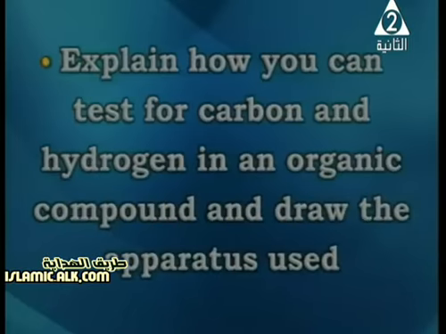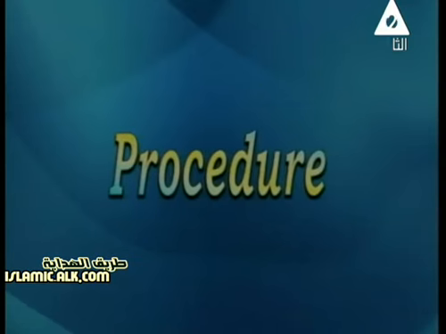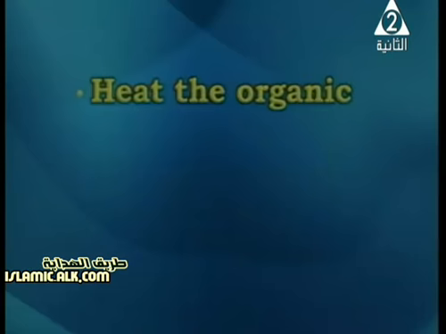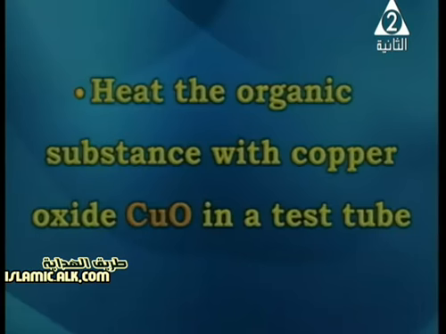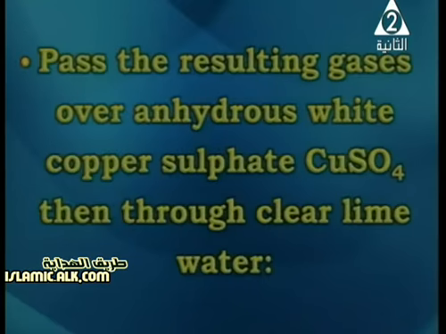Next type of question, my dear student. Explain how you can test for carbon and hydrogen in an organic compound and draw the apparatus used. Here, in the solution, you have to write the steps. Procedure: heat the organic substance with copper oxide in a test tube, and then pass the resulting gases over anhydrous white copper sulfate, then through clear lime water.